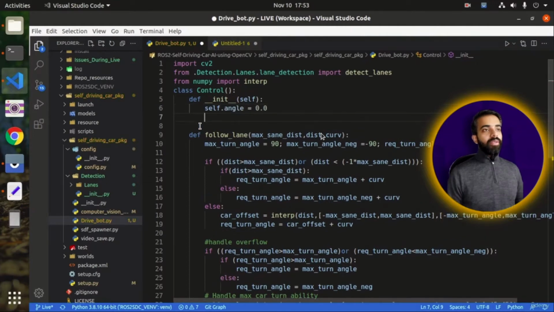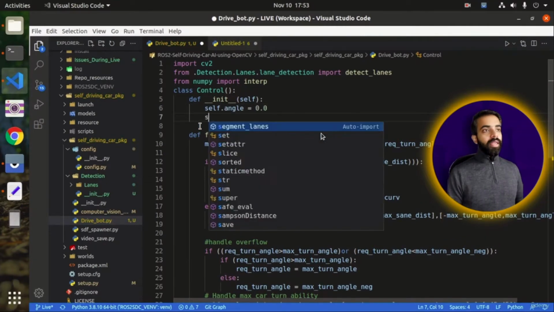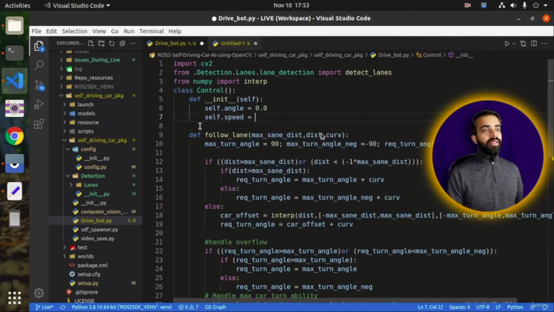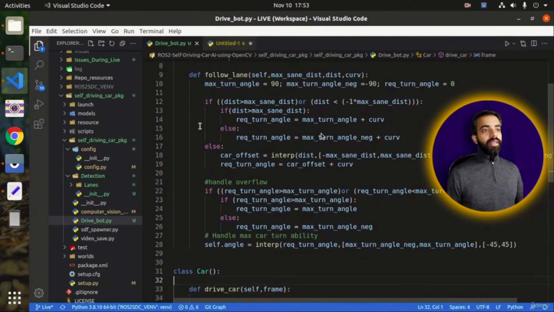I set it to 0.0, so it's basically a float type. And we also define the other class variable, that is speed. We set it to 80. Now, these two variables can be accessed throughout the class from any member function. At the moment, they cannot be accessed by this particular function unless we define the self as the first argument. And once I do that, the error goes away.